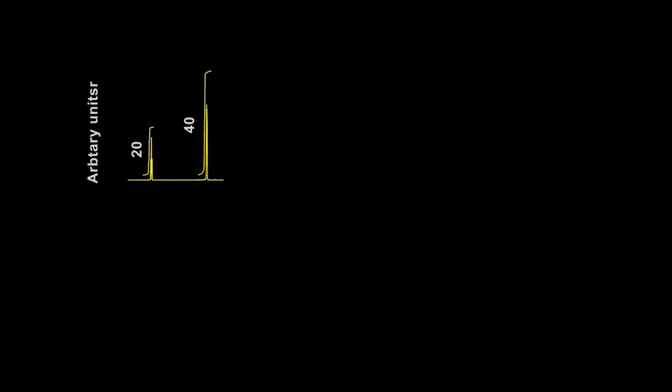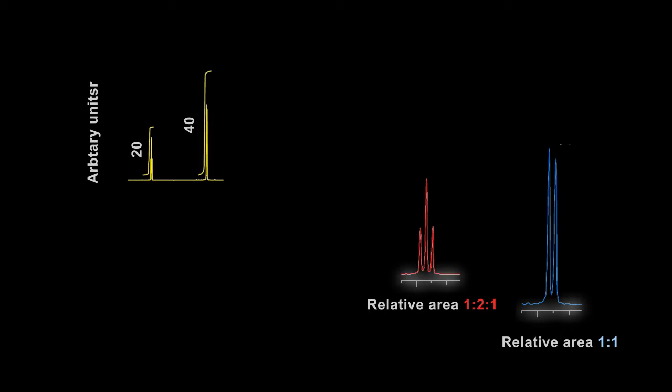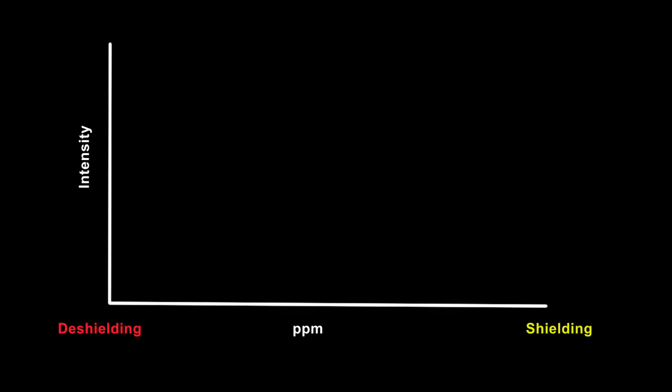For example, if the NMR signal gives a doublet, the relative area under the peaks is 1:1. If a signal gives a triplet, the relative area under the peaks is 1:2:1. If a signal gives a quartet, the relative area under the peaks is 1:3:3:1. Modern NMR can calculate and plot the relative areas of peaks, indicated in arbitrary units.